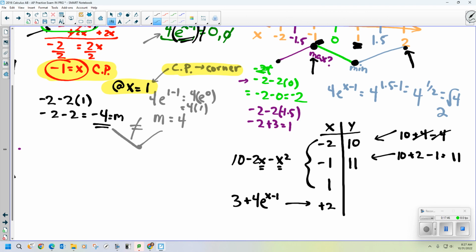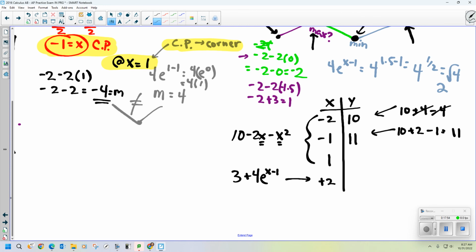All right, and then this so far at 10 is a minimum. We got to check this to see if it's lower at 1. All right, so let's put a 1 in. We're going to do this one. 10 minus 2 times 1 is just -2. Minus 1 squared, which is 1. Well, that's 10 minus 3. That's 7. Okay, this looks like it's lower so far than this.